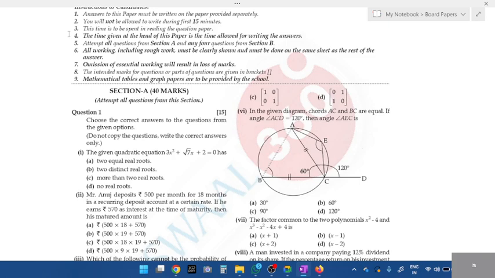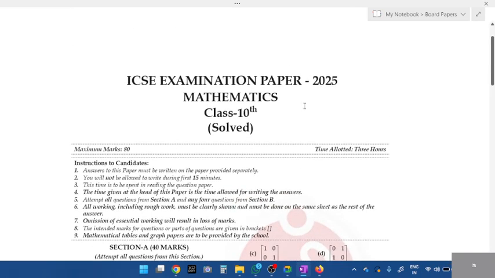The first question is related to quadratic. Tell me, Adia. 2025 we have already done, but still, we'll start from 25, then 24 up to 22. I'll make you all solve those papers. This is 2025, students.